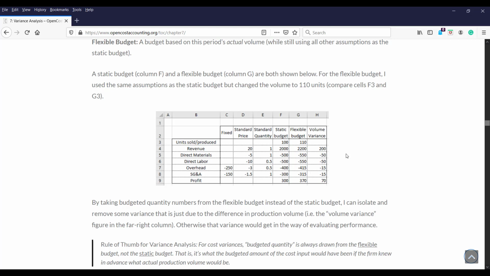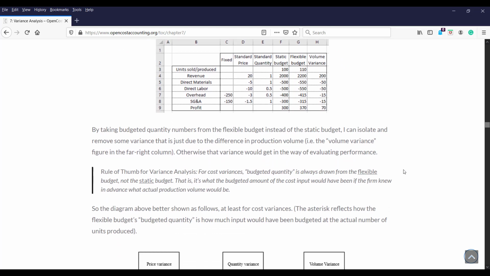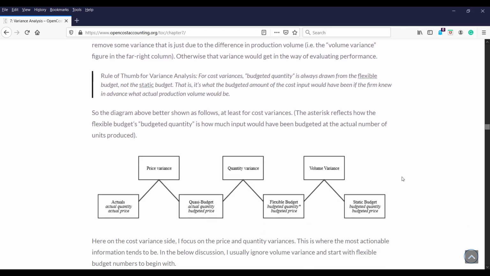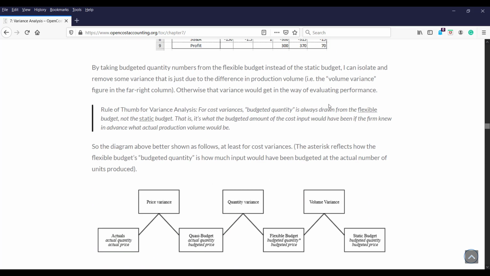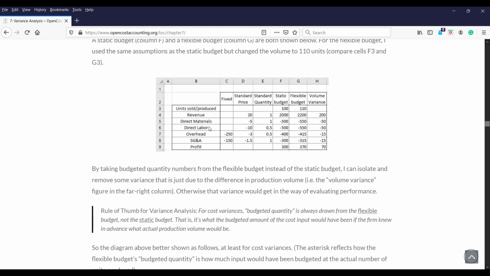What does that really do for us as far as changing our procedures and our actions? Not really. At least if it does, it's fairly simple. It's fairly straightforward, or perhaps a longer term kind of change that we have to make. So we focus more of our attention on the quantity variance and the price variance. And so when I say budgeted quantity, I mean it with the asterisk here. So I'm always talking about from the flexible budget. That is the budgeted quantity of whatever the input is we're talking about.